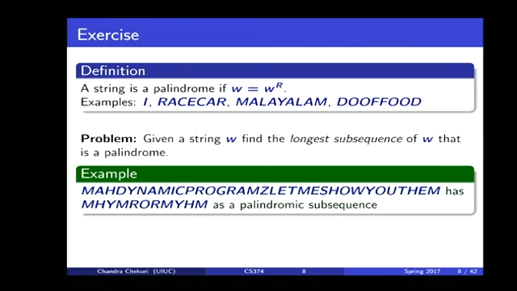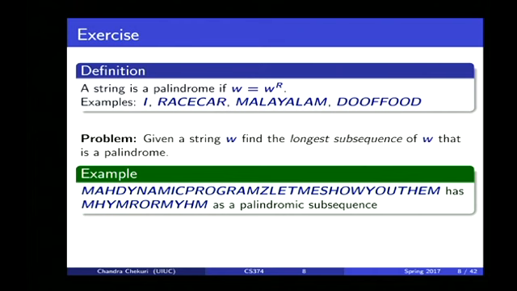Here is a nice problem, right? Everybody knows what a palindrome is by now, I assume, right? So I give you a long string, and I want you to find the longest palindrome sitting inside that string as a subsequence. So this is some strange string, right? And inside that, this is a subsequence. It happens to be a palindrome. So I want to find the longest subsequence of the given sequence which is a palindrome.